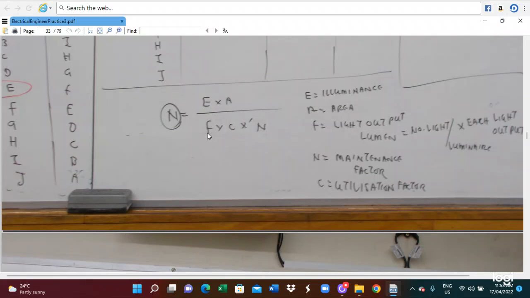So N is E times A divided by F times M times C. E is the illuminance, A is the area, F is the light output, so this is the number of lights multiplied by each light output. M is the maintenance factor and C is the utilization factor. So with this formula you can start to calculate the number of lights.